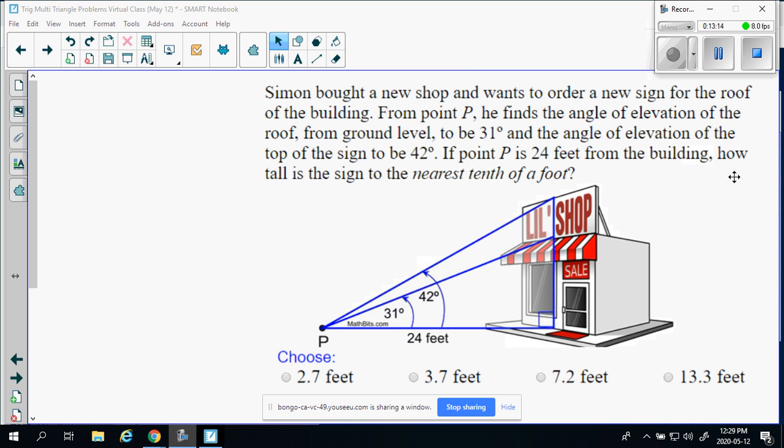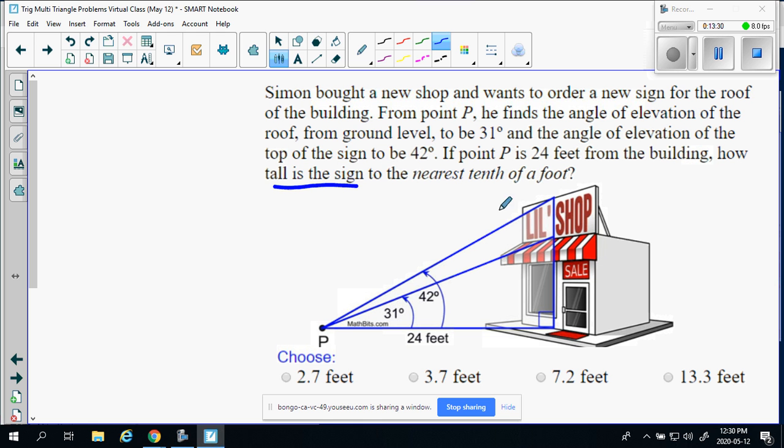So we have a shop, and we're ordering a sign for the roof. So we have a couple angle of elevations here, which we covered yesterday. If you look at the bottom, here's our angle of elevation. If you look at the top of the sign, here's our angle of elevation. But they want to know how tall is the sign. So actually, they want to know this piece over here. This is our x right there.